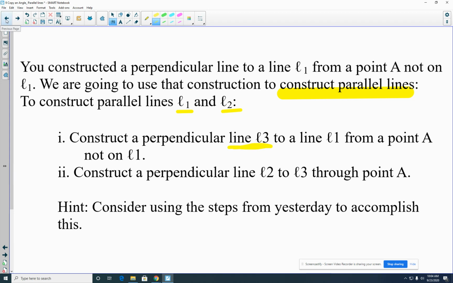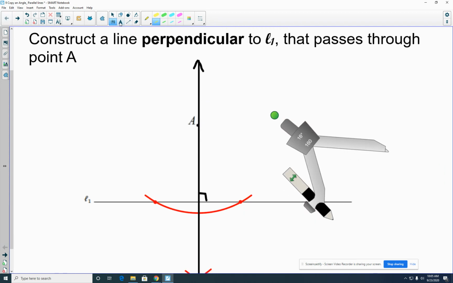So let's go back here. We actually did step 1. I'm going to go back here, and I'm going to now label this line that's perpendicular to line 1, and I'm going to label it line 3. All right, now we need line 2 to be parallel to line 1.